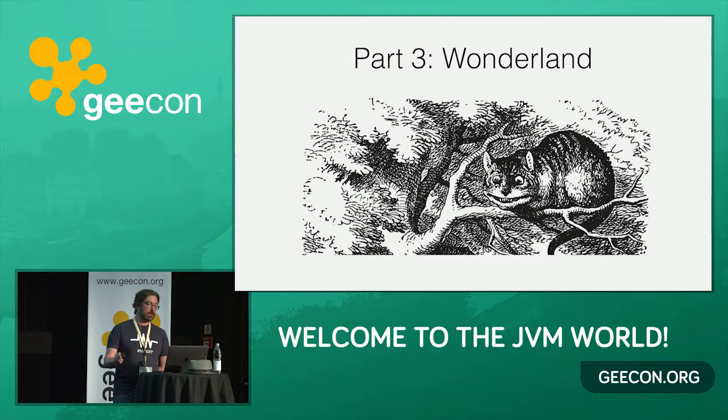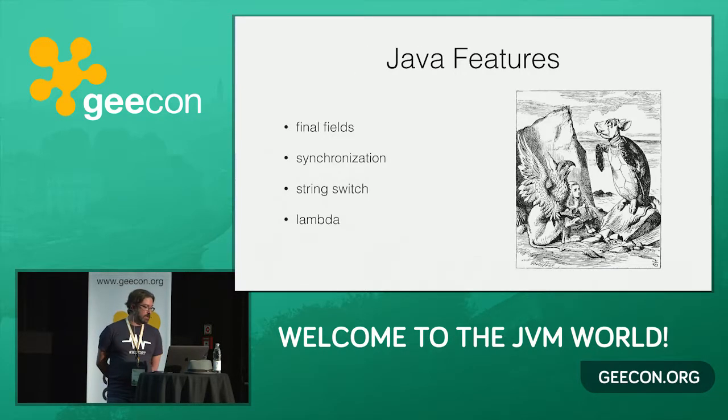Okay. So now let's look at some actual JVM features and try to get into some more fun details for you folks here. These are the ones I'm going to try and cover in the, I guess, 20 minutes remaining? Yes. We're going to talk about final fields. We're going to talk about the various synchronization mechanisms used in the JVM. We'll talk about the string switch that was added in Java 7. And then we'll talk about lambdas in Java 8 and how they end up looking.